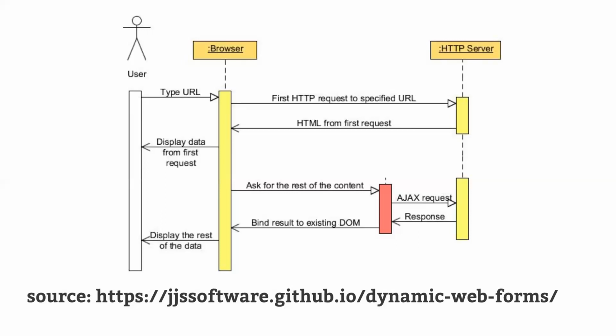So then when you do this, you type the URL, and you ask for the rest of the content. You Ajax, get your response, and then when it adds the result to the existing DOM, that means it updates the HTML, so what you see is different as a result. Yeah, thanks for asking that, Brittany.